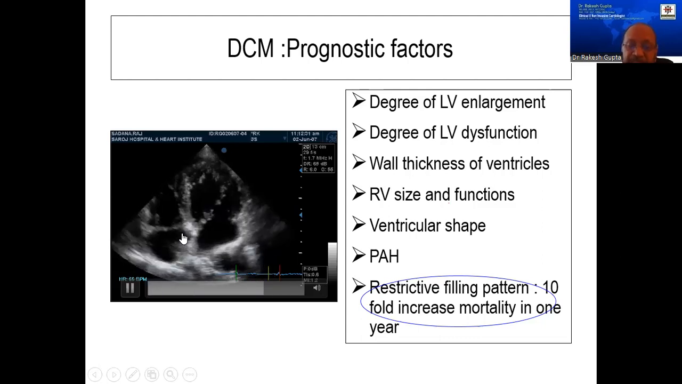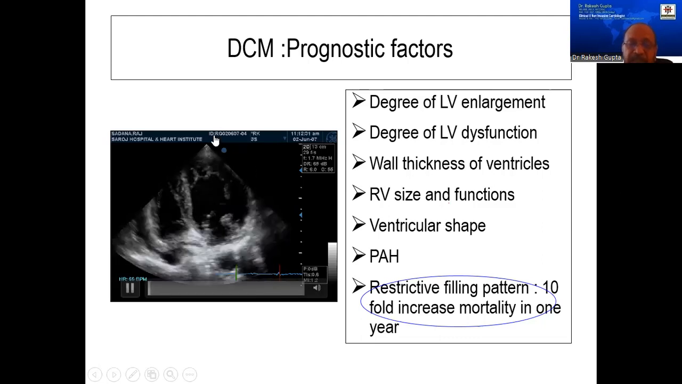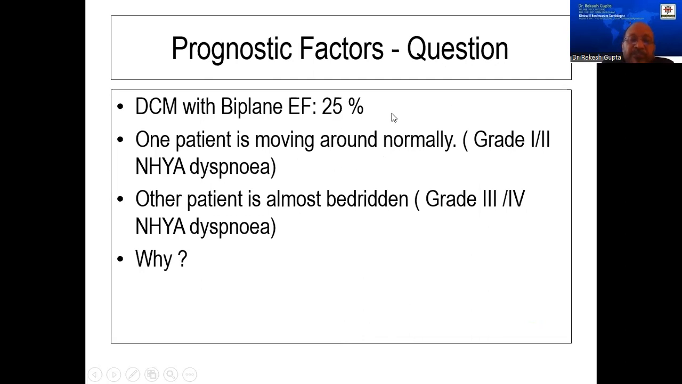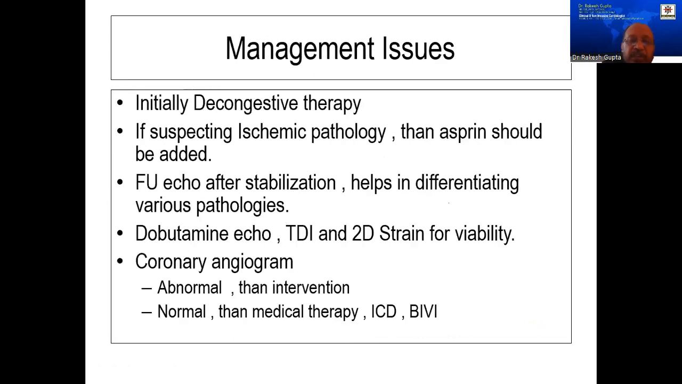And if my RA is dilated and IVC has become dilated, this is biventricular failure. Because of a 25% ejection fraction, these are the people who are almost bedridden. So it all depends on filling pressures. What do you do in this subset of population? We give them decongestive therapy.